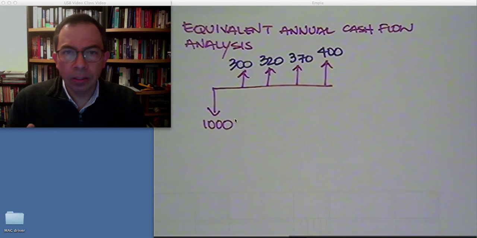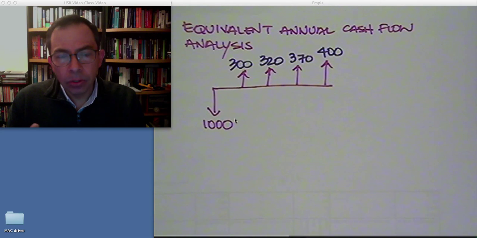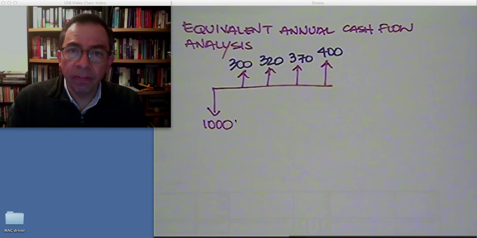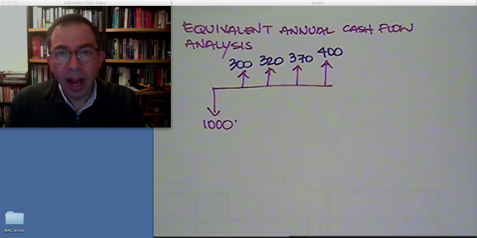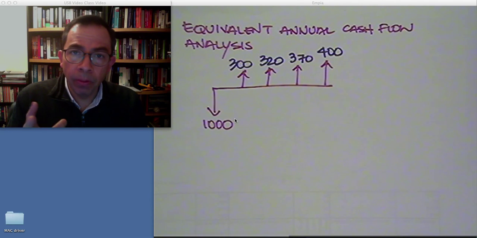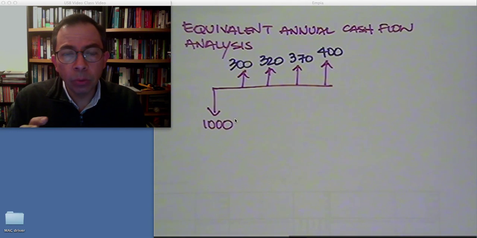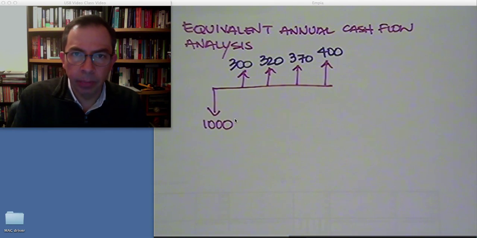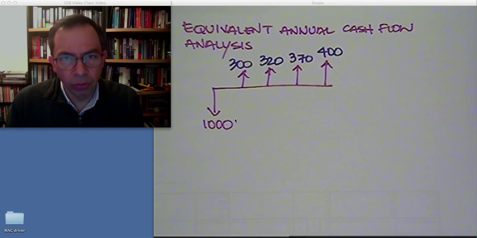Today we're going to discuss the last of the different methods we have been using in order to evaluate a project. The third one is known as the equivalent annual cash flow analysis. If you recall, there are two methods we have discussed so far. The first one is known as the net present value. The second one is the internal rate of return.